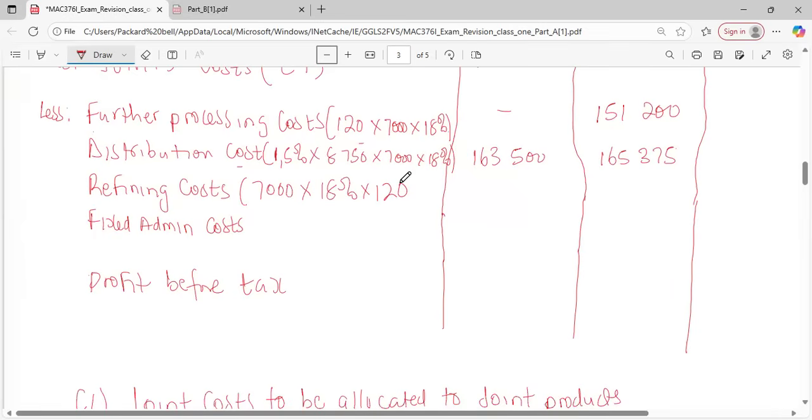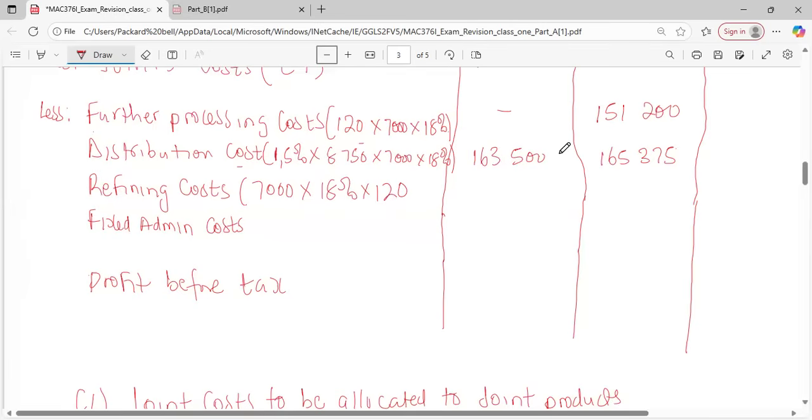Sorry, aren't we duplicating it with further processing costs? Sorry? Are we not duplicating the further processing cost with the refining cost? Oh, so yeah, that's why I was confused even myself now. I think we had already taken it into account when we said further processing cost. Yeah. That's why even myself I was like, where is this coming from?